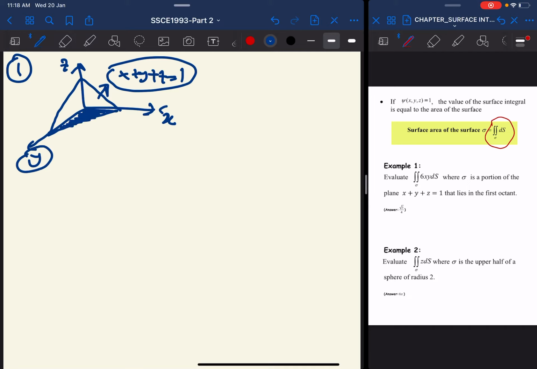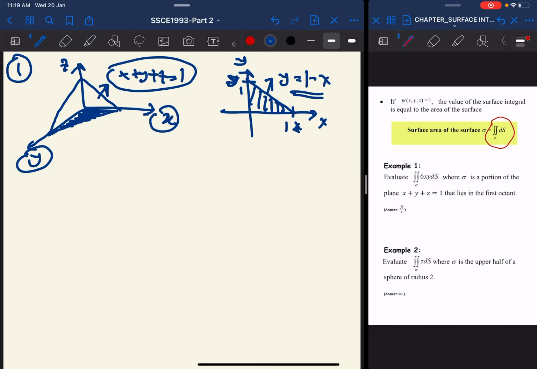Okay, so this plane projects onto the xy plane. If we take it into a 2D graph, eventually you will have it like this. Sorry, this one should be 1, this one should be 1 here, and this one is y. So this is the projection on the xy plane, and this line is y equal to 1 minus x. You have to be able to identify the projection so that you can find the limits, because you are talking about dA. When you are dealing with the projection on the xy plane, you have to know the limits.